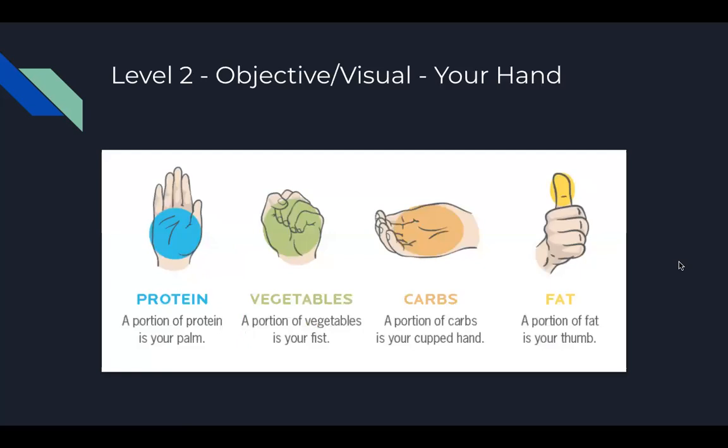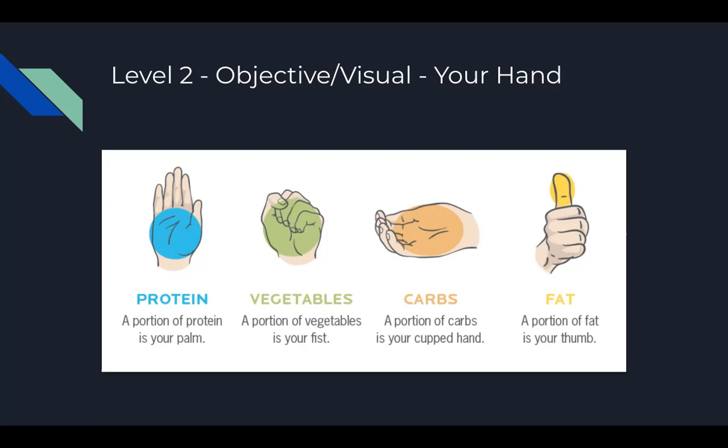So level 2 is a bit more objective and visual, and you're going to use your hand as the measuring tool. So this is straight from Precision Nutrition. This is a great tool because you obviously don't have to bring anything with you, and it starts to become a bit more individualized because the amounts are going to be relative to your hand size. So someone who is a much larger individual and has a much larger hand, their protein, vegetable, carb, fat sources are going to be relative versus someone who is much smaller, has a smaller hand. You get the same idea. So the protein, vegetable, carbs, and fat sources will be smaller and more relative to that person's body size.